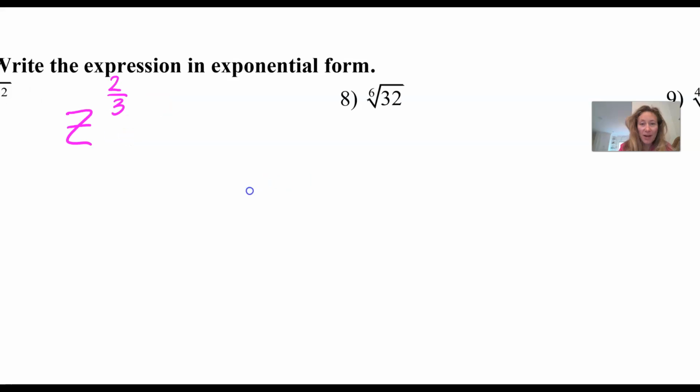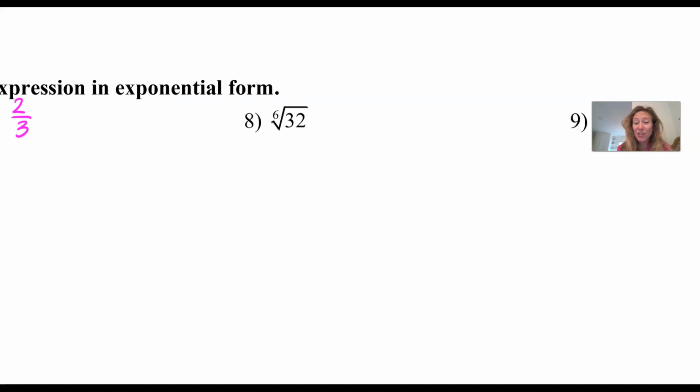All right, number 8. So here's 32, which is not 32. That's 8 times 4, which is 2 to the 3rd times 2 to the 2nd, which really makes 2 to the 5th power.